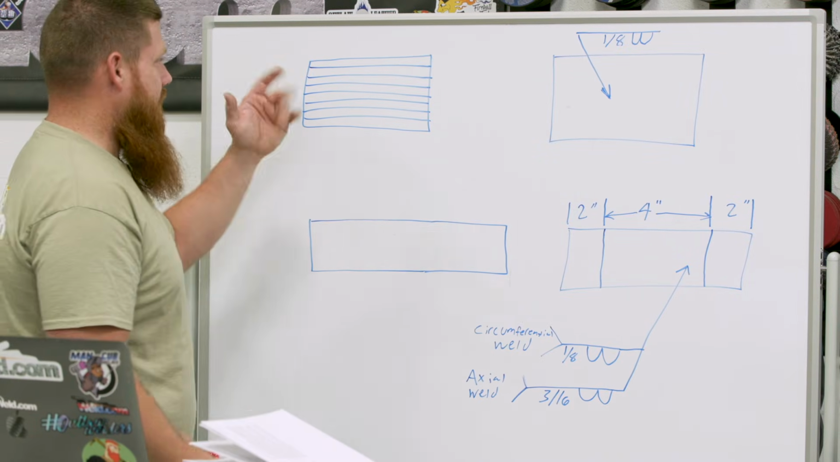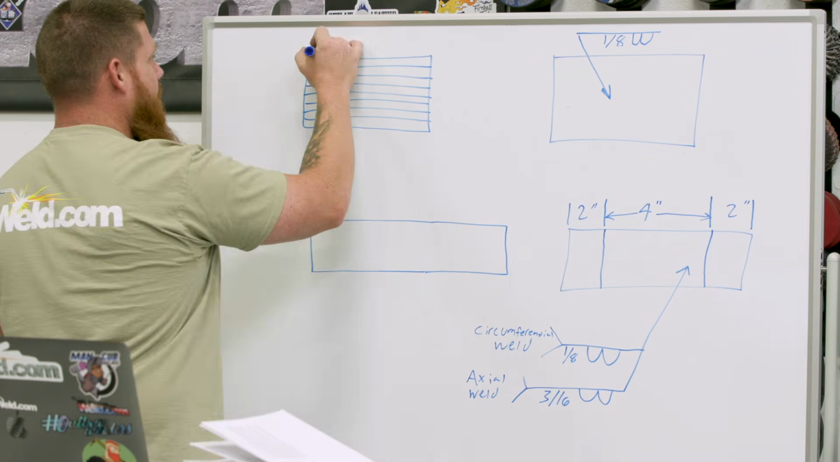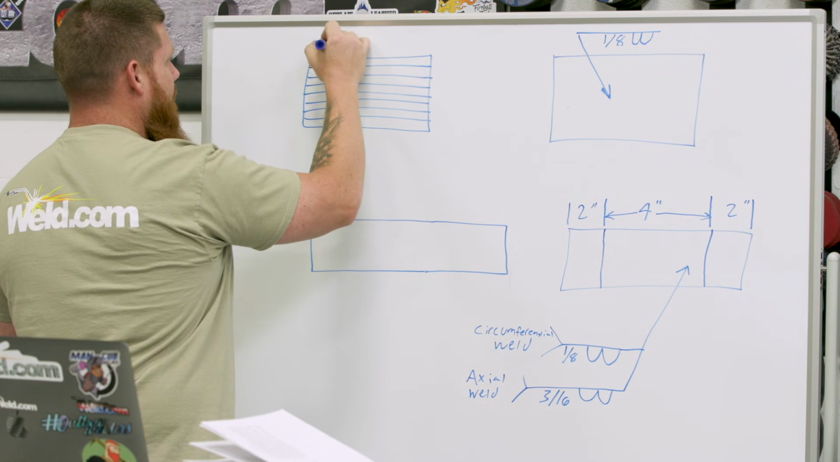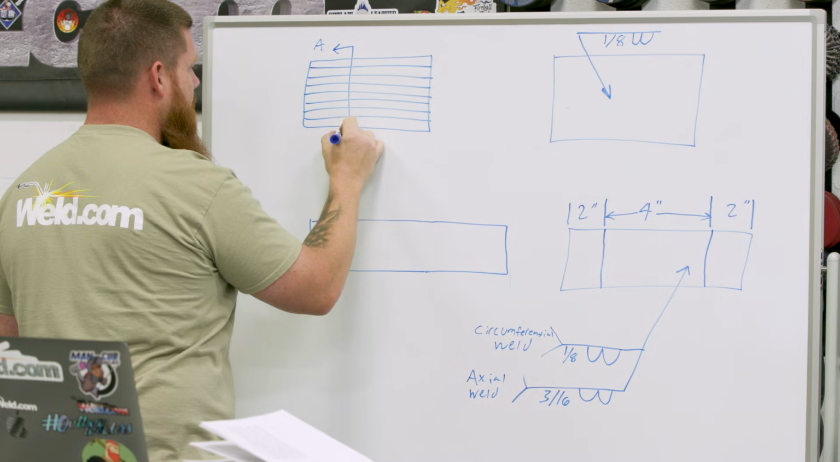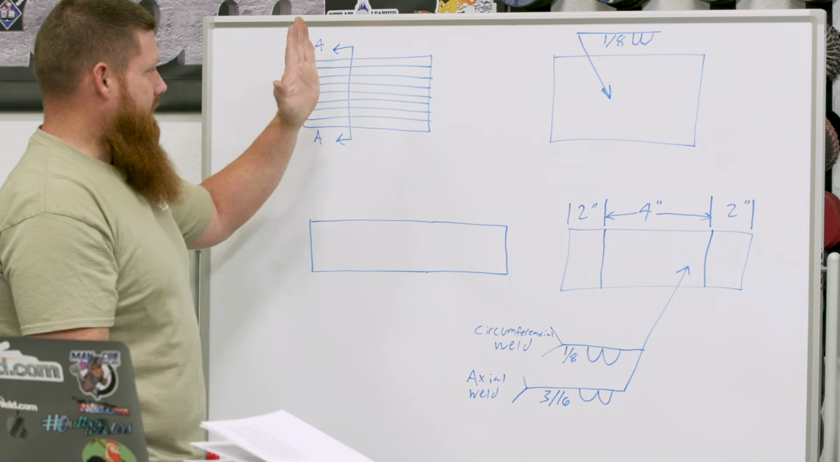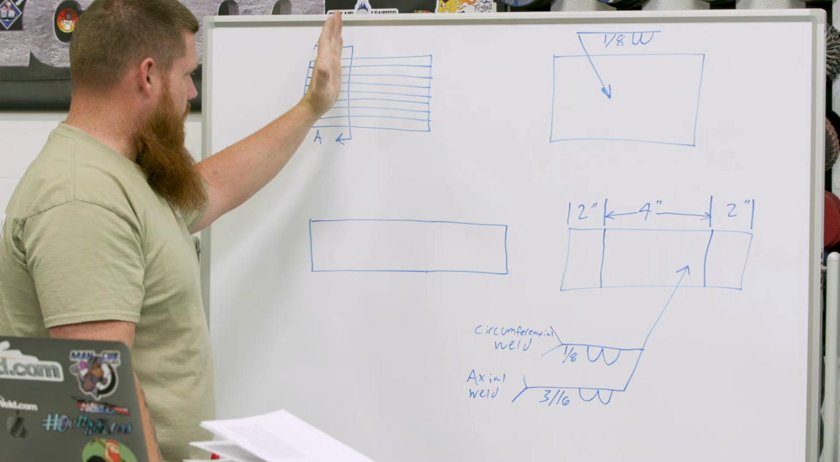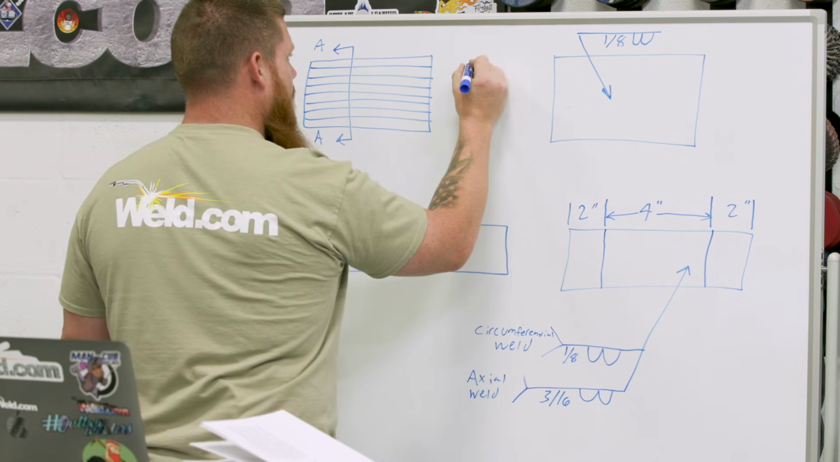While we're on the subject here, we'll talk a little bit about blueprints. We're going to draw what's called a cutting line or cutting plane. So I'm going to put a little A right here and an A right here. What this is going to tell me is that if I took this plate and cut it directly right here and rotated this up, I would then get a side view of it.